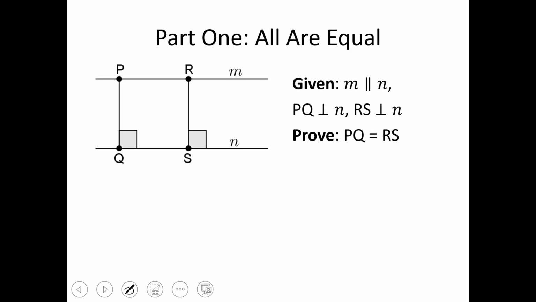So, part 1. Let us first of all prove that if we have two parallel lines, M and N in this case, and if we have one perpendicular, PQ, and then a second perpendicular, RS, that those must be equal. That is, the length of any perpendicular from one of a pair of parallel lines to the other is equal to any other perpendicular from one to the other.